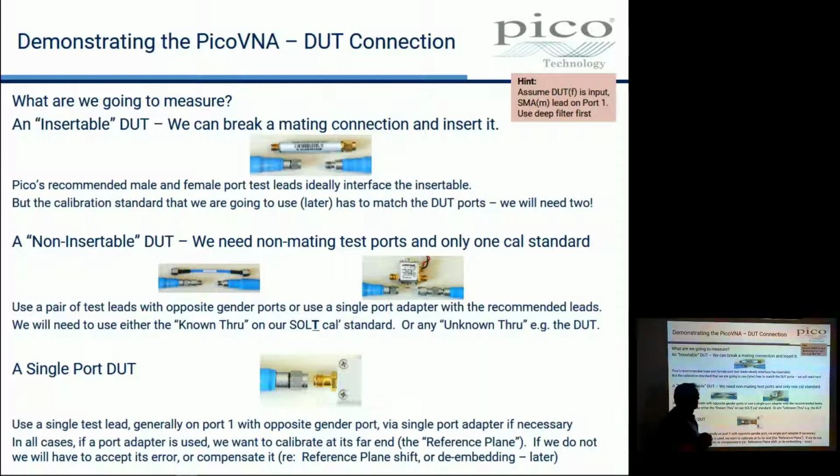and a male connector at the other. And what we mean by insertable is that a cable that was connected can be broken and the device can be inserted directly. In other words, reference plane to reference plane can be connected, broken, and inserted. So that's an insertable DUT. And you can see that to match up to it, we have a male test lead, male port, and a female port. This is the recommended configuration of test leads for the product that we advise.